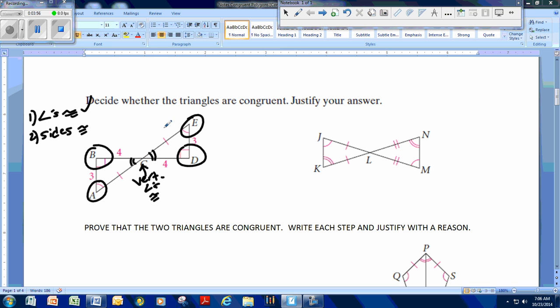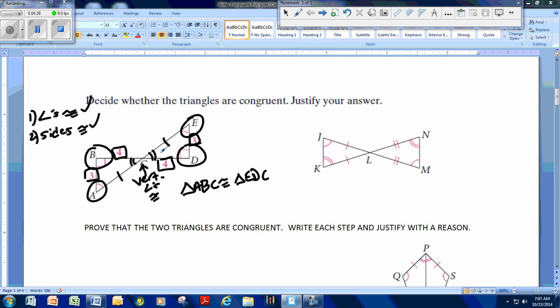Next, we're going to look at the sides. These two have tick marks, so those are congruent. Both of these sides are 3, so they're the same, and same thing with these two 4s. So the sides all check off. In this case, triangle ABC will be congruent with triangle, going in the same order, EDC.